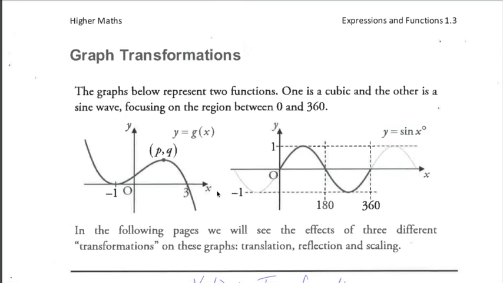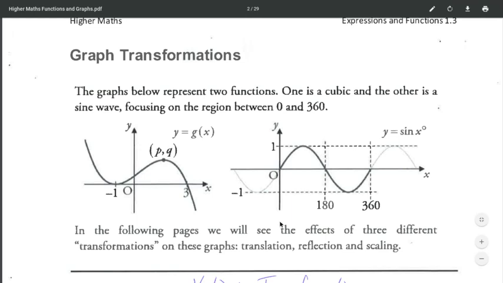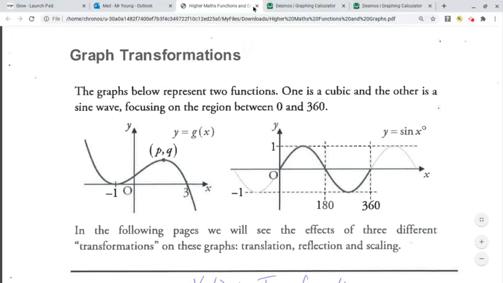So reflection is the same type of reflection you were doing in primary school. It's basically flipping something upside down or left or right, but we are going to reflect in either the x or the y-axis here. So again, we have these two graphs. We have a cubic graph and a trigonometric graph, and we're just going to look at transforming them. So we just need to remember what these look like. These are on separate pages to the reflection graphs.